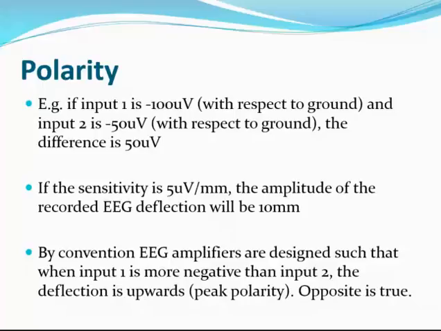By convention, EEG amplifiers are designed such that when input 1 is more negative than input 2, the deflection is upward, which is a negative peak polarity. And this is where we have derived how we display even SSEPs, and all other potentials that we have are pretty much assuming the same polarity rule. And of course, the opposite is true.